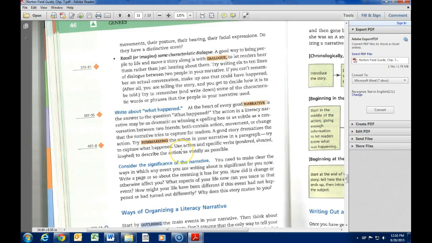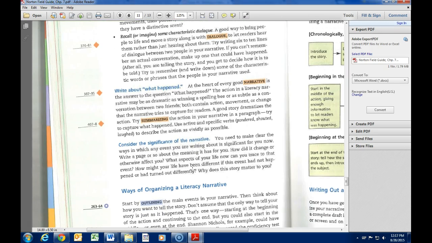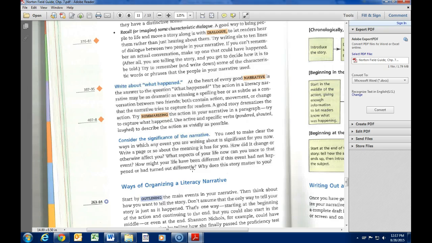Let's see, recall some dialogue. This says imagine some characteristic dialogue. Now listen, we're not making up these literacy events. These literacy events should be based in truth. However, if you have some gaps in your memory, you should fill in those gaps if it's important to help your reader understand what you're writing about.